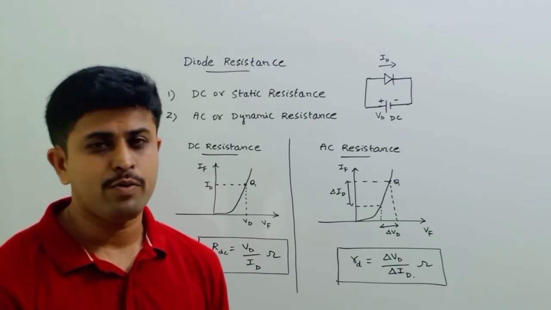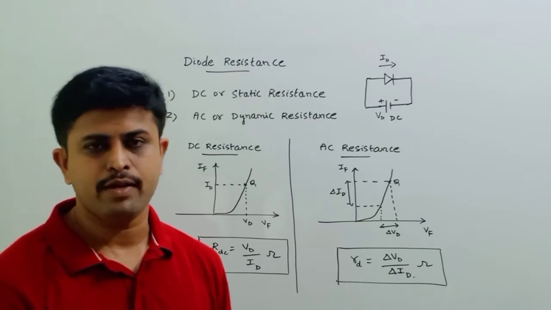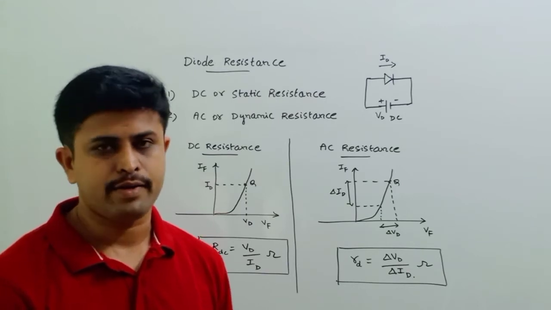In this video, we are going to learn about diode resistances. As we know, we have two types of diode resistance: DC, that is known as static resistance, or AC, that is known as dynamic resistance of the diode. Okay, what is diode resistance? It is the resistance offered by the diode when the diode is conducting.